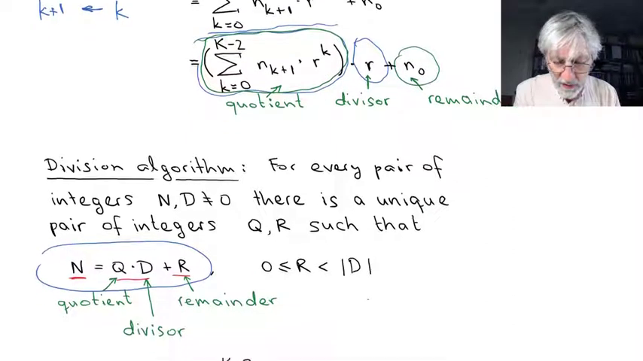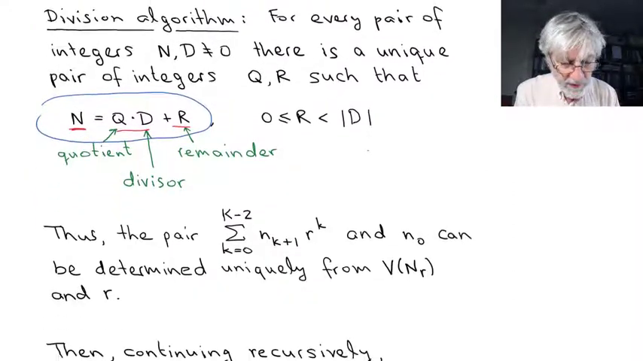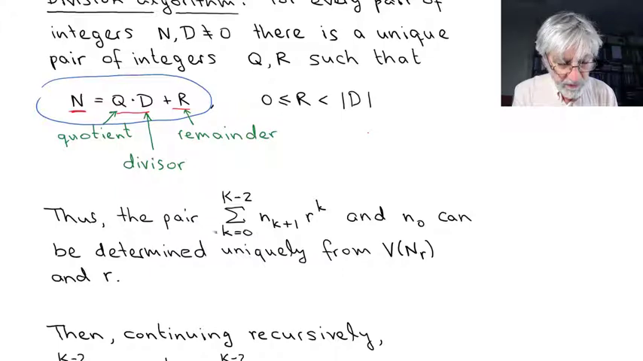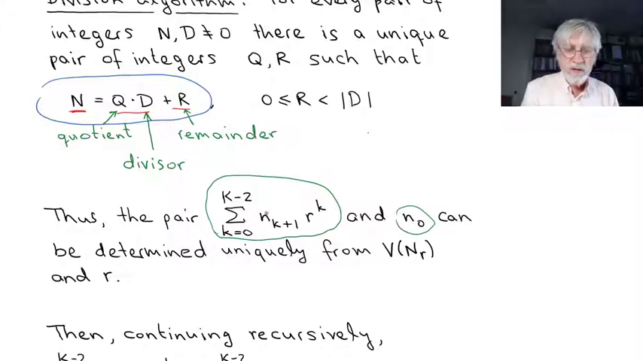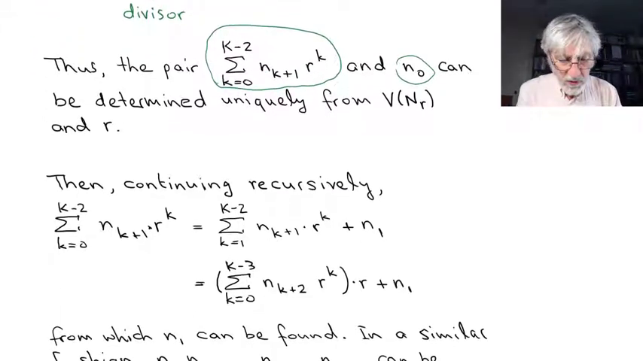And so now the next thing to observe is that we have this summation here, and we have n0. This summation is one less than the original one was for the value of the number n sub r. And we can now continue recursively and take this and take off the first member, the k equal to 0 member of this. So we get k equal to 1 up to capital K minus 2, n sub k plus 1 times r to the k plus n1.